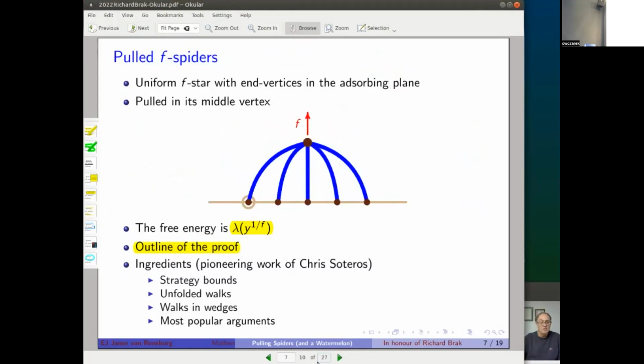The methods that you use to prove this result, that this is the free energy in the case that there's no absorption, is based on pioneering work of Chrysoteros, stretching back as long ago as the 1990s, and consists of strategy bounds that one uses, unfolded walks, walks in wedges, and then most importantly, most popular arguments. This is really a most popular class argument, but the argument itself is a very powerful argument, and in fact should be popular in this field when one works in these types of models.